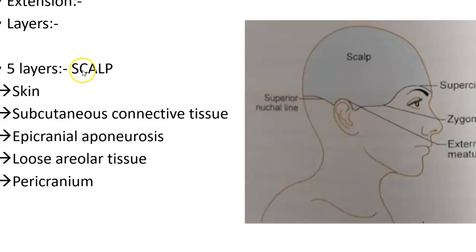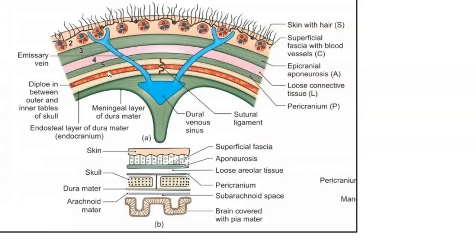As the name suggests, it has 5 layers. S for skin, C for subcutaneous connective tissue, A for epicranial aponeurosis, L for loose areolar tissue, and P for pericranium. We will see each layer in detail.